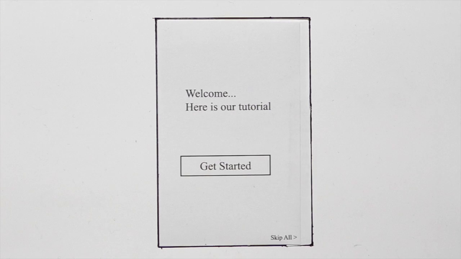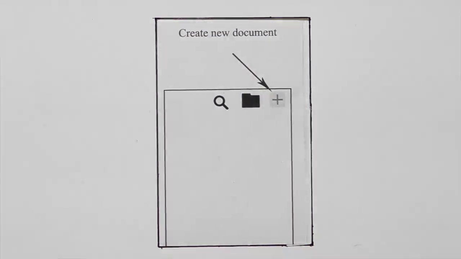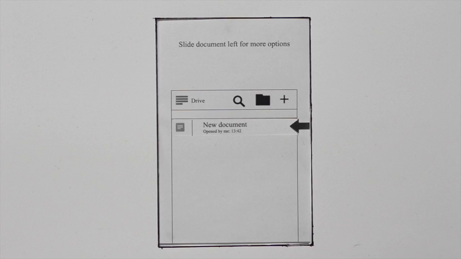The screen moves to the side to introduce the tutorial. This is an interactive tutorial to provide the user with a real-life example of the gestures. Here the user learns how to create a document. We can do this by tapping the plus icon on the top right-hand corner. We are presented with a new document.